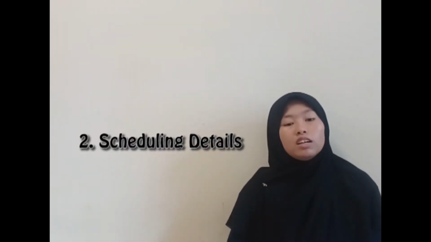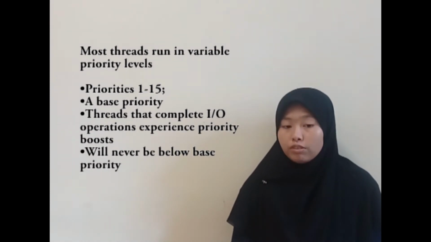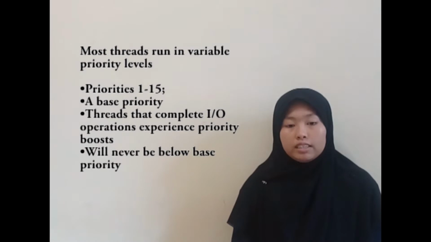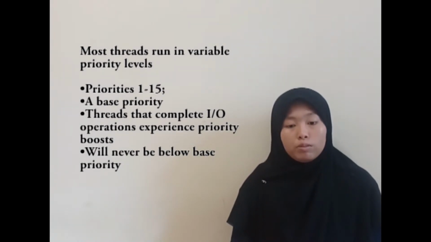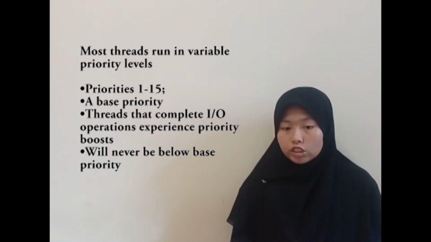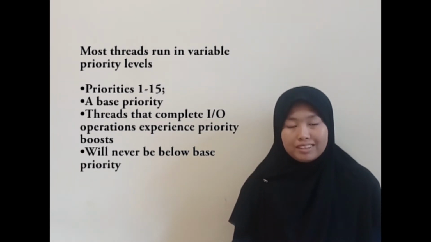Second, it will be about scheduling details. In Windows, most threads run in variable priority levels, priority 1 to 15. A newly created thread starts with a base priority. A thread that completes an input-output operation experiences a priority boost, but never higher than 15. A thread priority will never be below base priority.